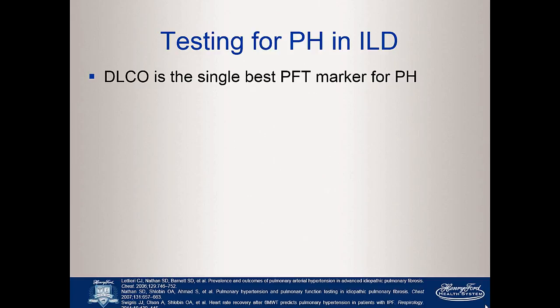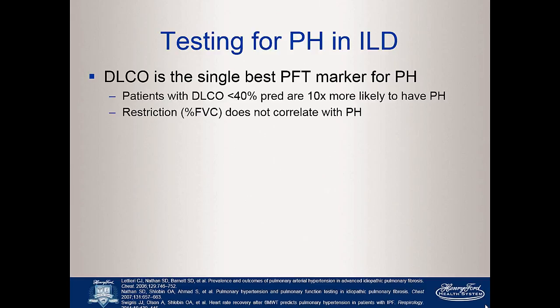So in terms of testing for pH in ILD, we do have some clues. We can look to the PFT, and we know that the diffusion capacity is probably the single best marker in pH. Patients with a DLCO less than 40% predicted are 10 times more likely to have pH. Restriction really doesn't correlate, as we talked about before.